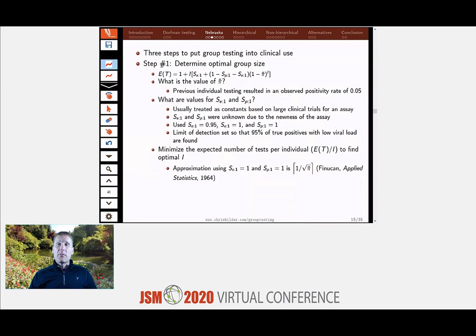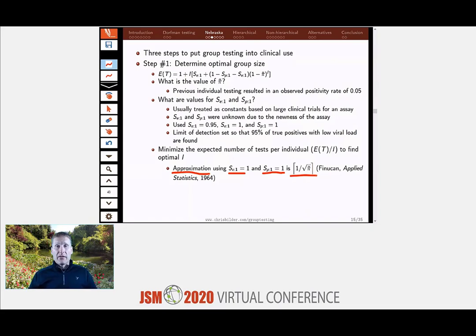So now we have the components of the equation. What we can do now is minimize the expected number of tests per individual to find this optimal group size, this optimal I. Unfortunately, there's not a closed form expression for it, but there is a nice approximation that works in this best case scenario with sensitivity and specificity of one. That optimal group size from this approximation is essentially to use the ceiling function with 1 over the square root of pi tilde.